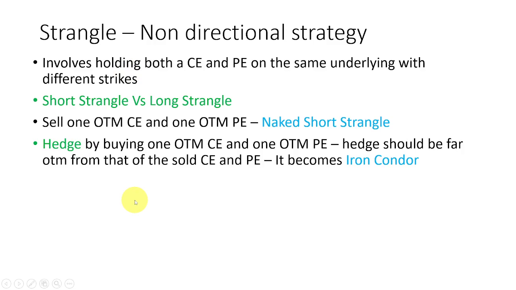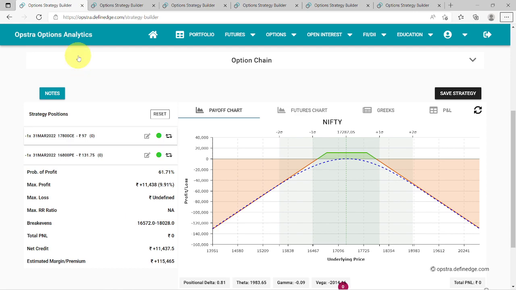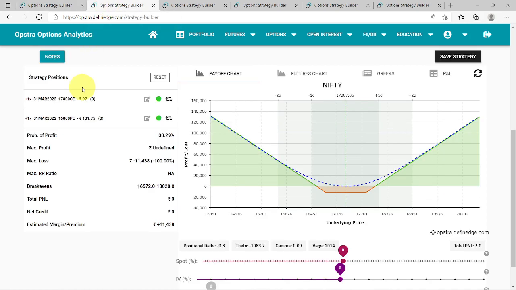Now, short strangle versus long strangle. As I have shown you, this is a short strangle where we are selling these two options. If we were buying those two options, just the reverse would have happened. You would be in loss in this range of 16,572 to 18,028, and you will be in profit once it reaches these levels. And your profit will be unlimited, but here your probability of profit will be very less.